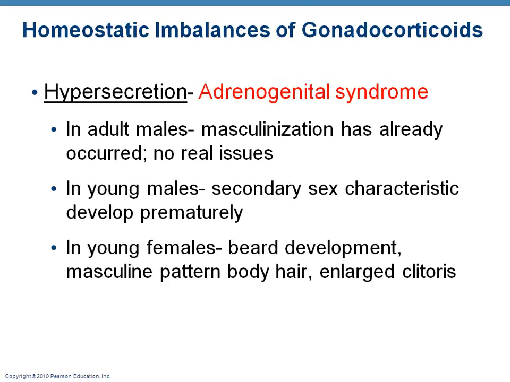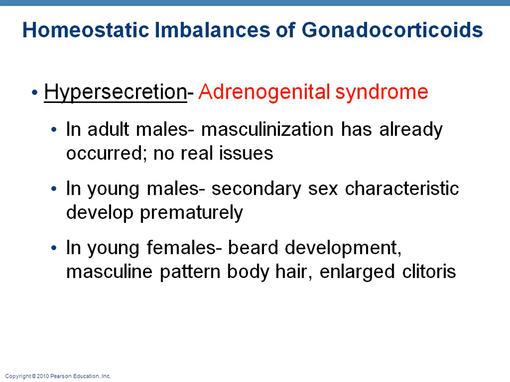Okay, so what happens if you have too much? Hypersecretion, adrenogenital syndrome, is what they call it. In adult males, it doesn't seem to cause that much of a problem because they've already developed their secondary sexual characteristics and traits. Again, it's not the main source, right? By the time you're an adult, your testes are producing the majority of it. So a deficiency here in the gonadocorticoids is not such a big deal.